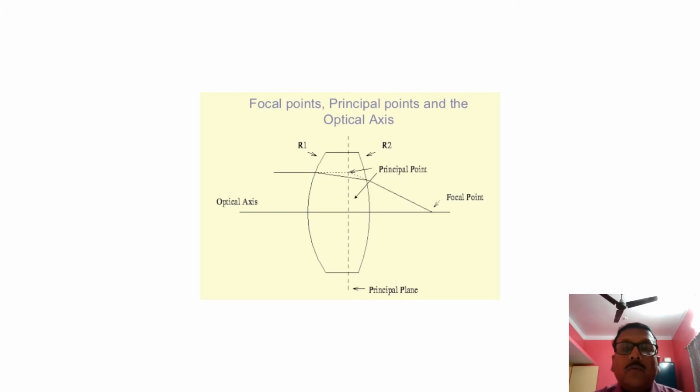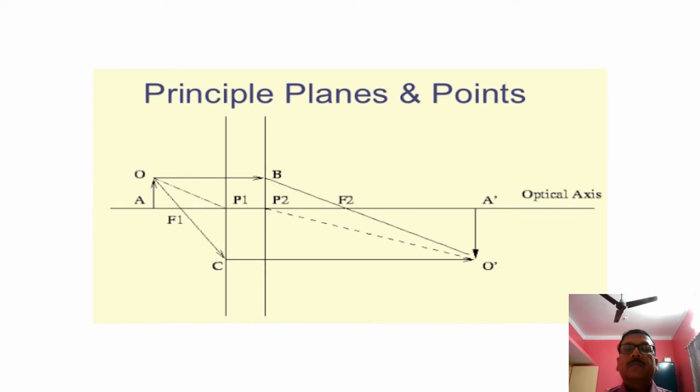Here we can make clear the focal point. In this figure, a ray comes parallel to the principal axis at the lens and converges at the focal point. Here, with the help of this figure, we can understand the formation of the image of point A at A'.